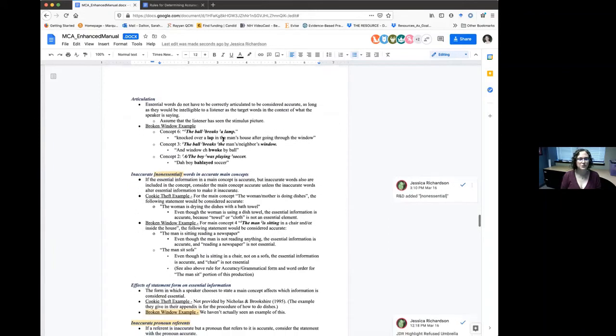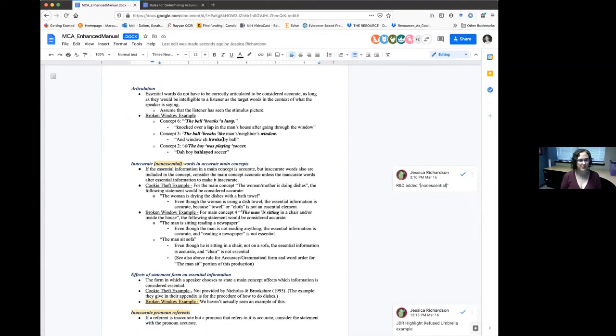The next rule is for articulation. This rule states that essential words do not have to be correctly articulated in order to be considered accurate, as long as they would be intelligible to a listener as the target word in the context of what the speaker is saying. And Nicholas and Brookshire also said that you should assume that the listener has seen the stimulus, so that they know what the pictures are showing.